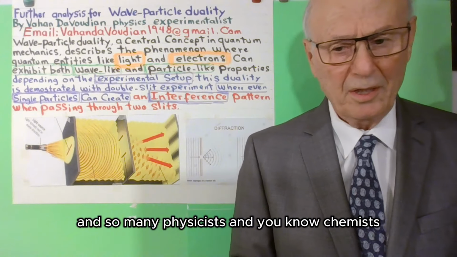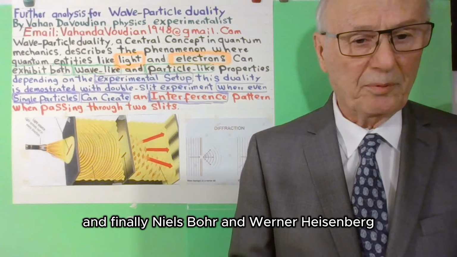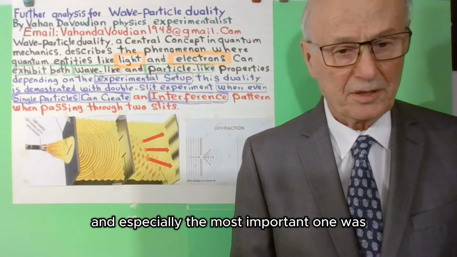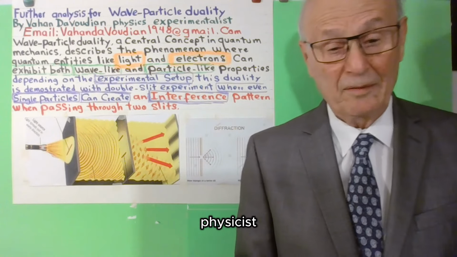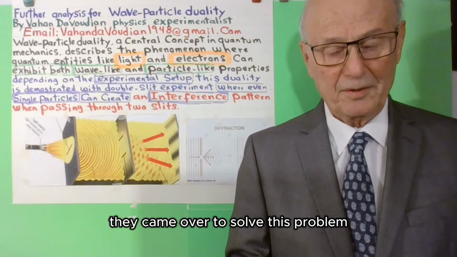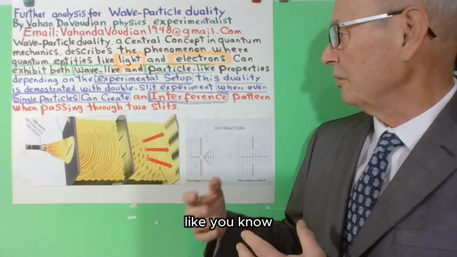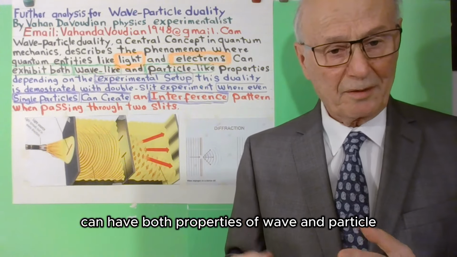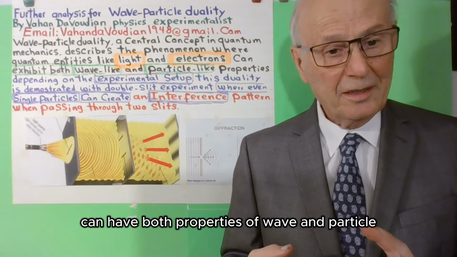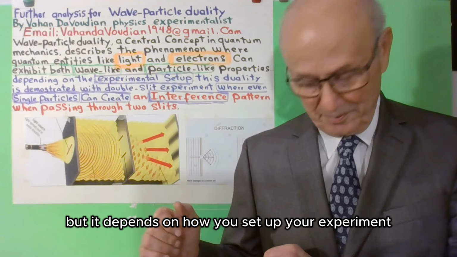This wave-particle duality has been the main concept of the debate since 1900, and so many physicists and chemists had so many ideas. Finally Niels Bohr and Werner Heisenberg, and especially the most important one, Louis de Broglie, the French physicist, came over and solved this problem. So, particles like light and electrons can have both properties of wave and particle, but it depends on how you set up your experiment.